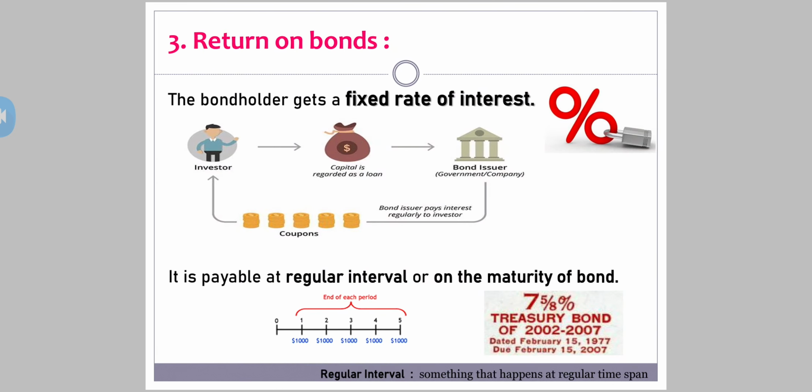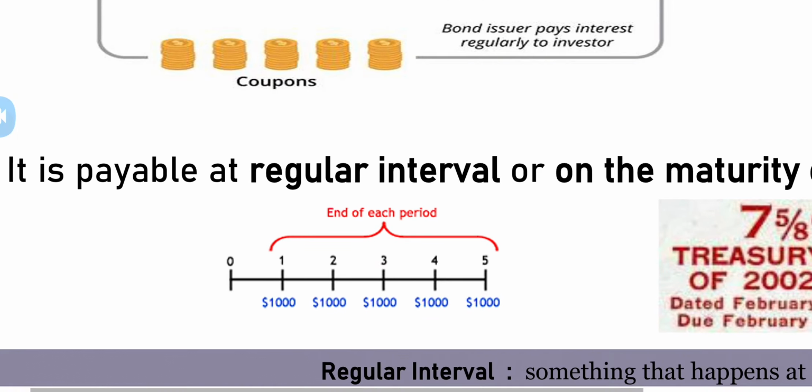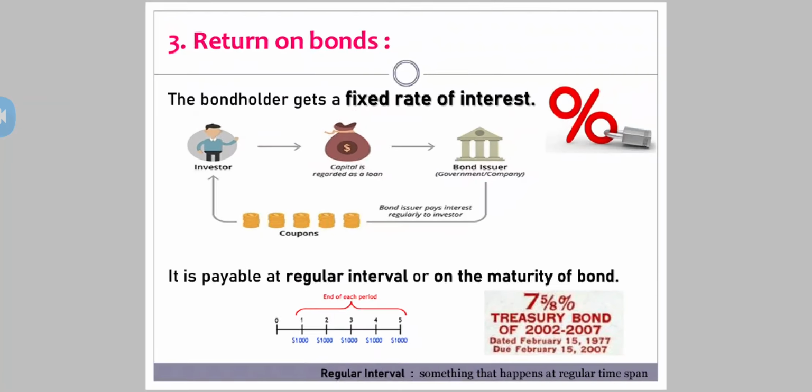Coming to the third one you have got is return on bonds. We have already seen what is the return on bonds. It's interest. Interest at fixed rate. See, the bondholder gets a fixed rate of interest, the return on investment. It is payable at regular interval. Now you can see here, end of each period, maybe at the end of every year, regular period you will be getting the interest, or on the maturity of bond.